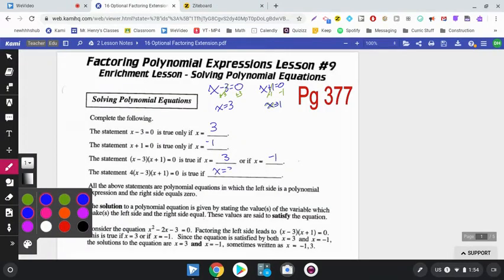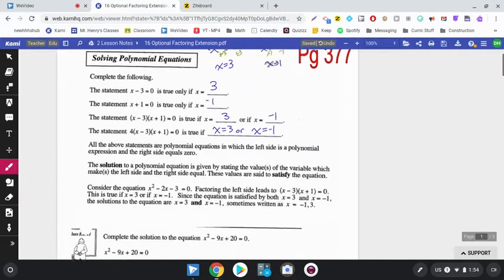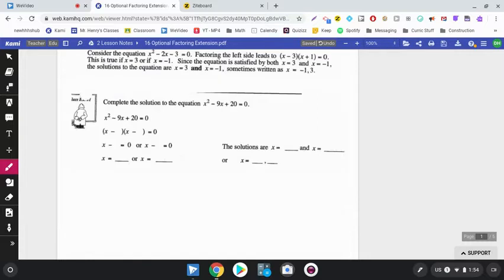X is equal to 3, or x is equal to -1. So when I'm solving these quadratics, I might actually get 2 answers instead of just 1 answer. Okay, and that's really it. It goes through and explains what I just explained, so let's skip that and try a couple examples. Complete the solution to the equation x squared minus 9x plus 20 equals 0.